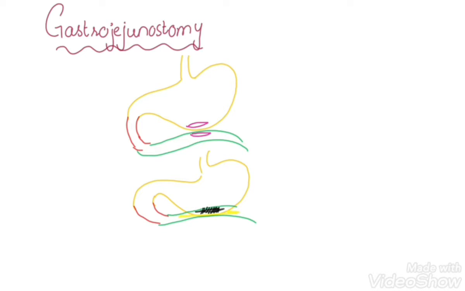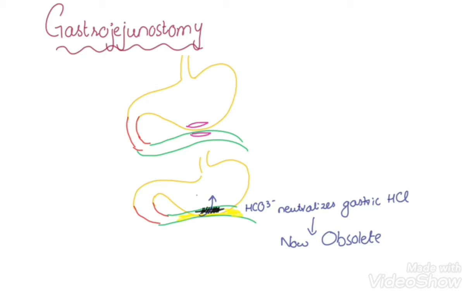In this way, the bicarb present in the jejunum can move up into the stomach and help neutralize the gastric acid. But this procedure has been abandoned since the gastric acid can move down and cause jejunal ulcer.